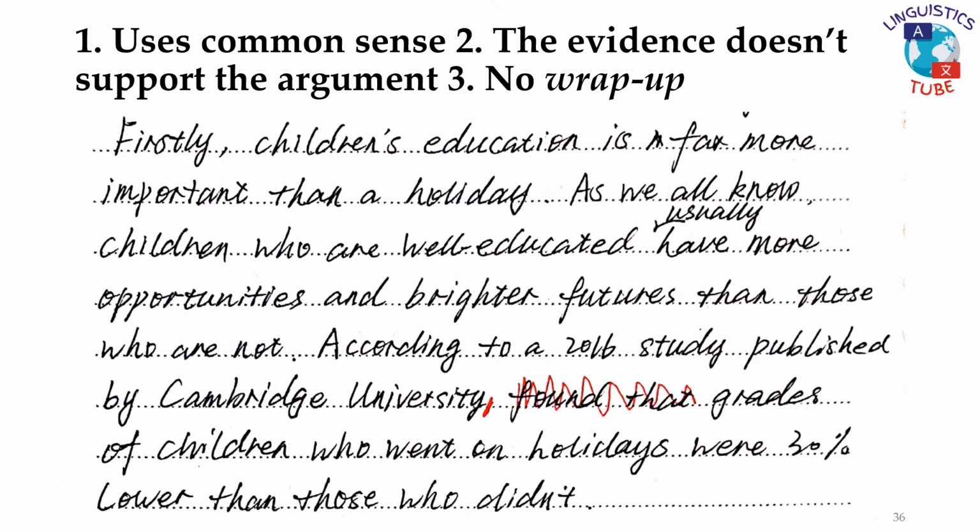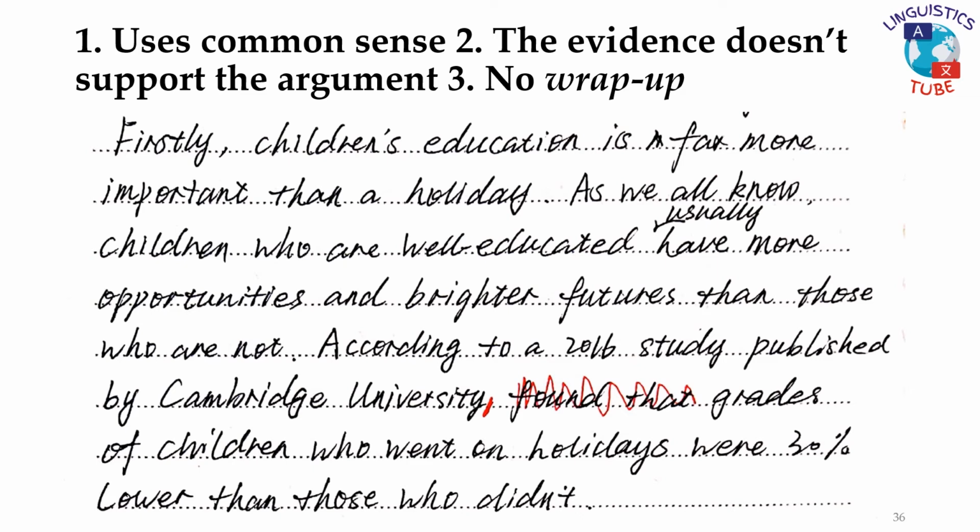Next, there is a problem with the evidence. So far, this kind of statistic has been used to support the argument that it is difficult for the holiday students to gain the same amount of knowledge as their classmates after they return from their holiday. There is a direct connection here. Their grades were 30% lower, which proves that it was difficult for them to catch up with their classmates.